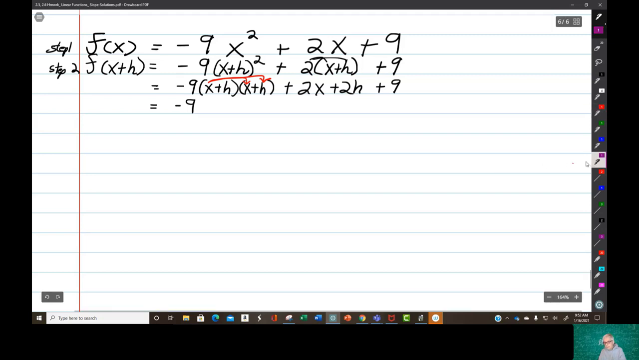Then, this plus h multiplies the x and the h, so that you're going to have h times x plus h times h. And if you go real slowly, it'll all be okay. X times x is x squared. X times h is written with the h in front because h is a number. Then, plus h times positive x is plus hx. And then plus h times plus h is plus h squared.